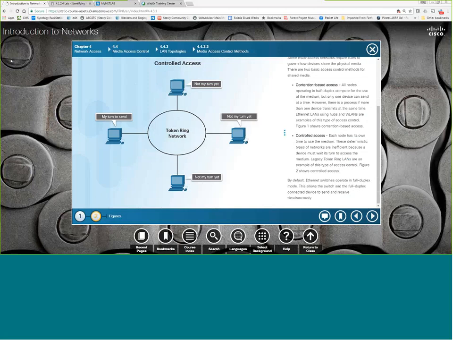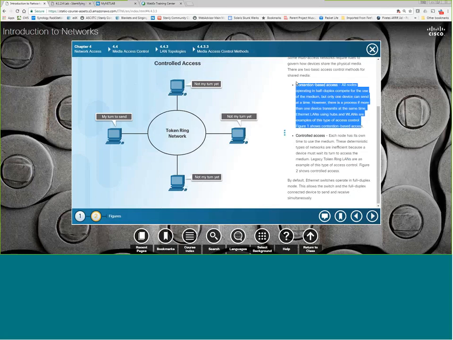Sorry. Any questions about why controlled access would be better than contention-based? Why do you think contention-based is not as good as controlled? With controlled, you aren't going to have to worry about collisions. Exactly. You don't even need a method for dealing with collisions. Whereas with contention-based, you've got to have a method to retransmit because there will be collisions. But what they did is they cheated.